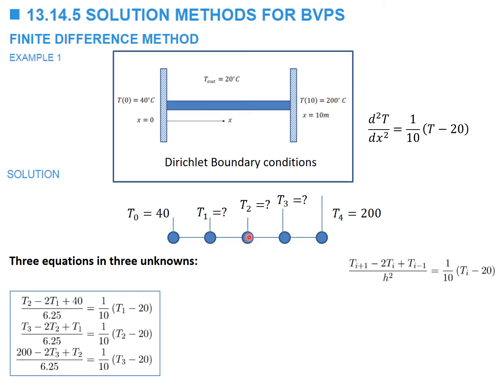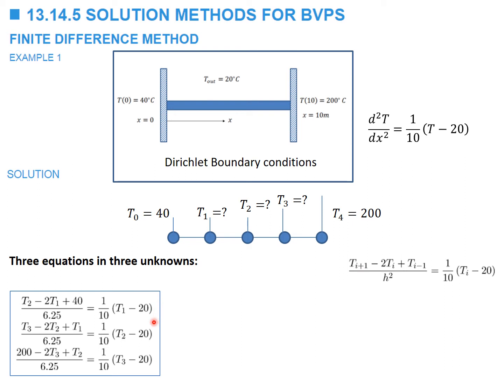Then set i equal to 2. Sorry, when we set i equal to 2, this will be T3 minus 2 T2 plus T1, divided by h squared, is equal to 1 over 10 multiplied by T2 minus 20. You'll get the second equation. Finally, set i equal to 3 and we'll get the final equation, and you can see that T4, which appears in the equation, we substituted 200 for T4 because this is the boundary condition given.